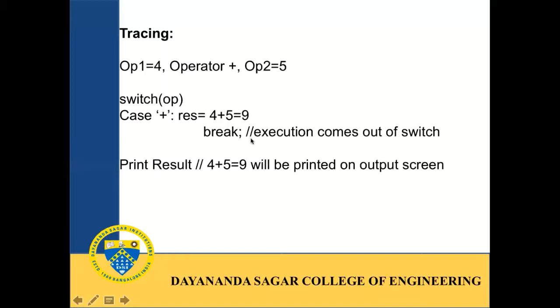So what does the break do? Execution comes out of the switch. That is an unconditional branching statement. Then outside the switch statement, we have statements to print the result. So result will be printed. That is, 4 plus 5 is equal to 9 will get printed on the output screen.